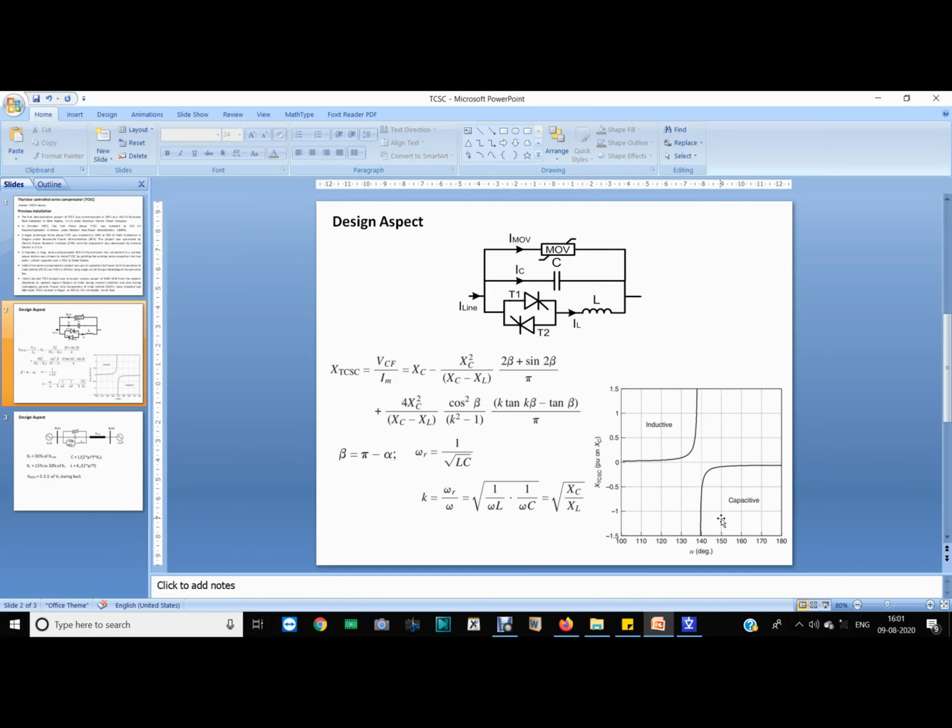In the capacitive zone, the net impedance of the transmission line will decrease, because X line minus XC will be there, so net impedance will be decreased. Now one important thing is there: between say 138 degree to 140 degree, you can see that this is nothing but a resonance region where XC becomes XL. So we have to avoid this zone to avoid overcompensation.